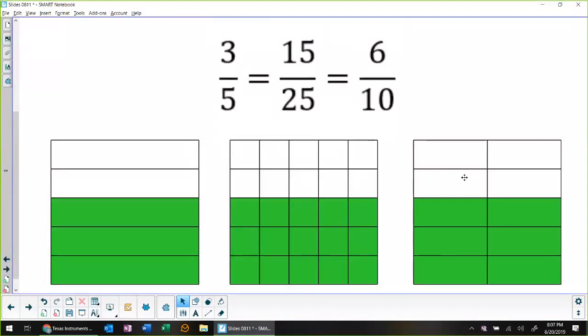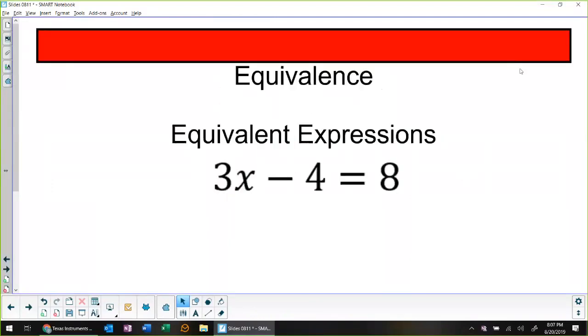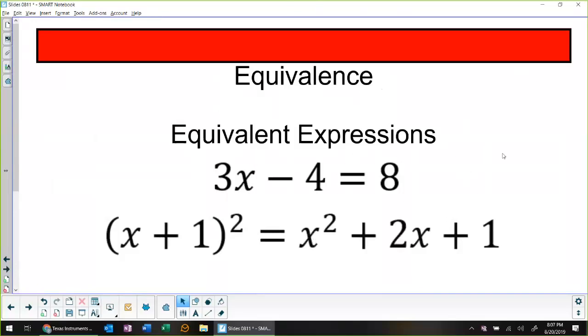But once they leave arithmetic behind, equivalence takes on a new meaning. So we have here an expression, 3x minus 4 equals 8. And so what does that expression mean to a student? Up until they started algebra, they've always seen equal signs to mean that two sides are always equal. But in this expression, 3x minus 4 equals 8, it's only true for a particular value of x. And students change their mind about what does an equation mean? What does it mean for two things to be equivalent? And then they forget sometimes that two things can be equivalent for all values.